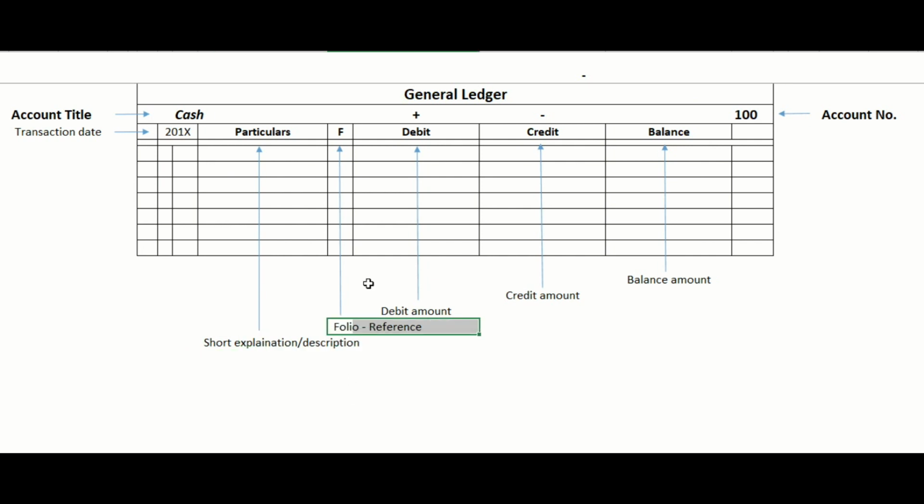Here we have the reference, which we will be able to use later on. And of course, the debit amount, credit amount, and the balance. Later on, you will appreciate it.